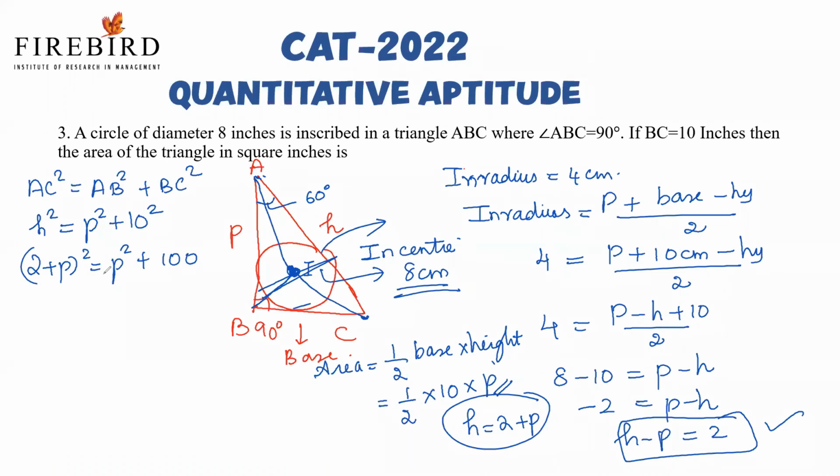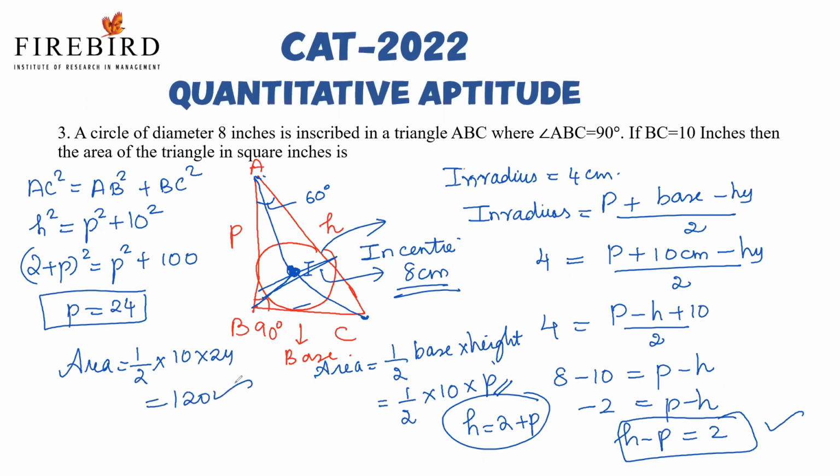Okay, so if you solve this, you will get p is equal to what? 24. And now coming back, area is nothing but half into base. What is base? 10 into 24. So you will get 120 as your answer. That is 120 inches square, the area of the right angle triangle.